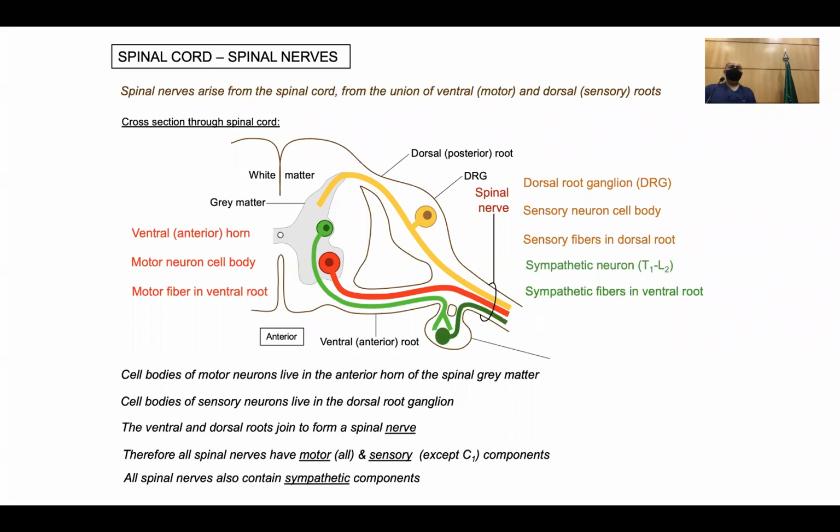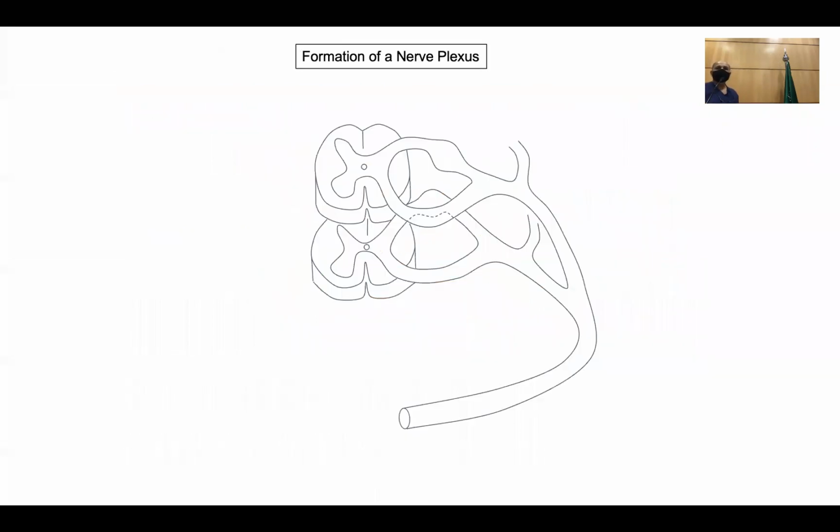So each spinal nerve has motor, sensory, and sympathetic. This formula goes with all 31 pairs of spinal nerves. We have 31 pairs of spinal nerves from top till bottom, and these components are there in each of them. I'll take your question at the end, not now.